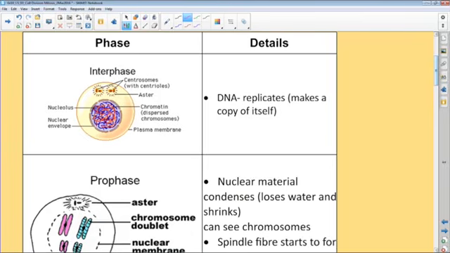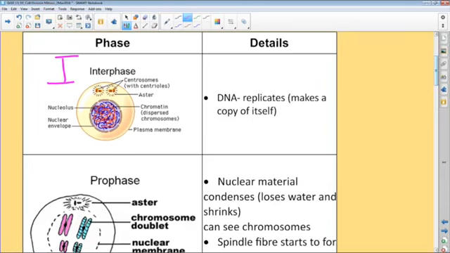Now, you need to be able to do two things. You need to be able to look at a diagram and tell me what is happening there, because we see at a certain phase or stage, certain things must happen. Okay, so let's start. I for interphase.